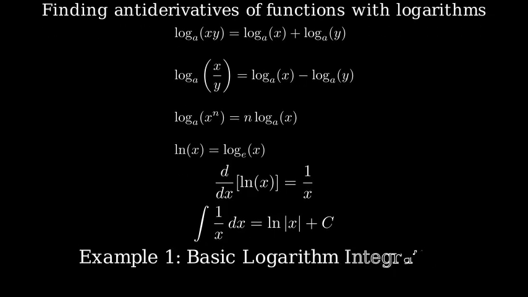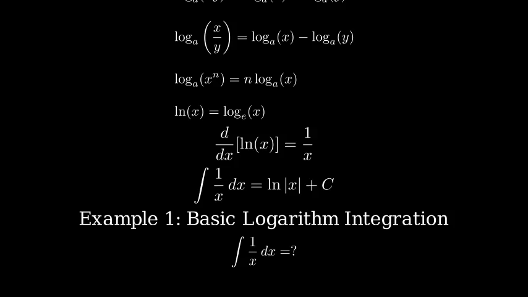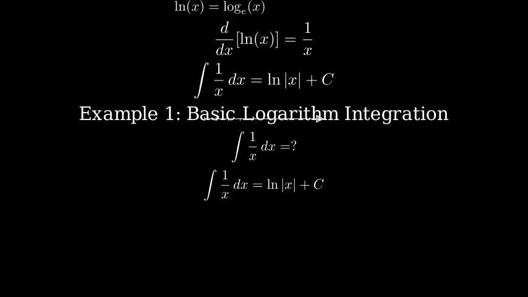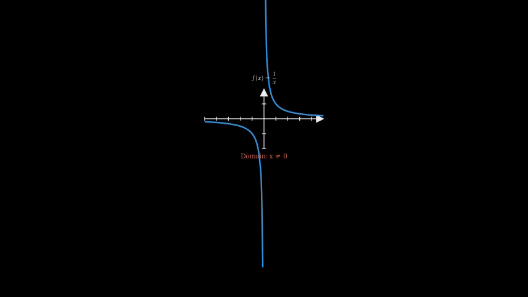Let's start with a simple example. Example 1. Find the integral of 1 over x dx. From what we just learned, we know that the integral of 1 over x dx is natural logarithm of the absolute value of x plus c. Note that we must include the absolute value signs because the natural logarithm is only defined for positive numbers, but the integral may include negative values of x.